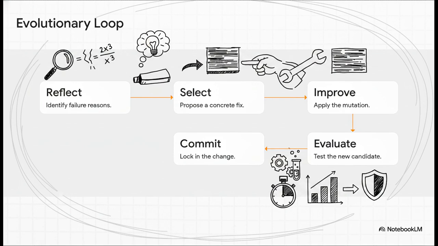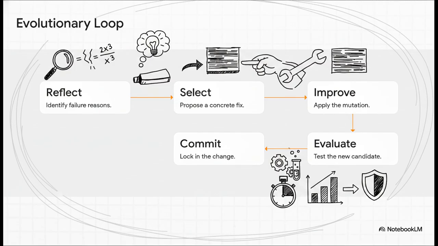It's a closed-loop evolutionary process based on control theory, and it strictly formalizes how the AI mutates through 5 atomic operations. Let's walk through it. Step 1. Reflect. The AI looks at an execution trace, say a failed math problem, and figures out exactly why it failed. Step 2. Select. It proposes a concrete fix, like rewriting a specific line in a Python tool.